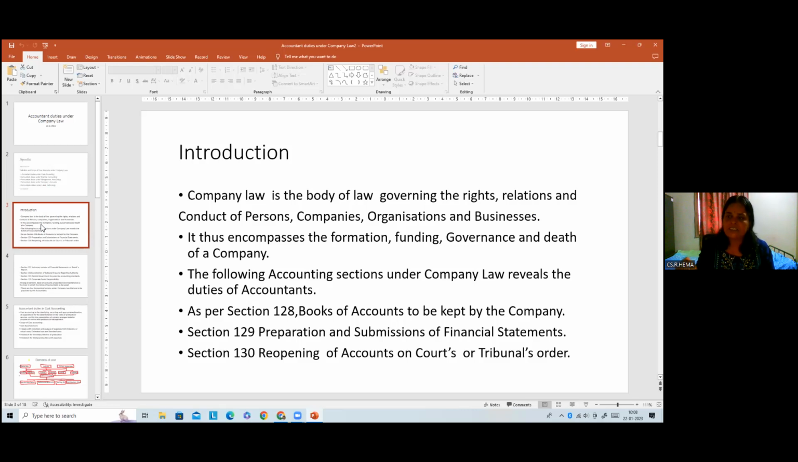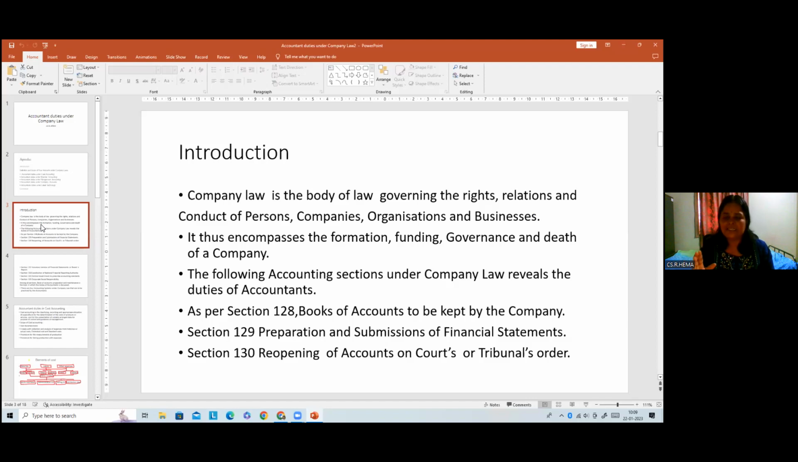The accountants appointed in a company are also going to support the practicing accountant, who should also deal with the formation, funding, governance, and death of a company, because it needs more procedures. A company secretary can't do all those procedures.